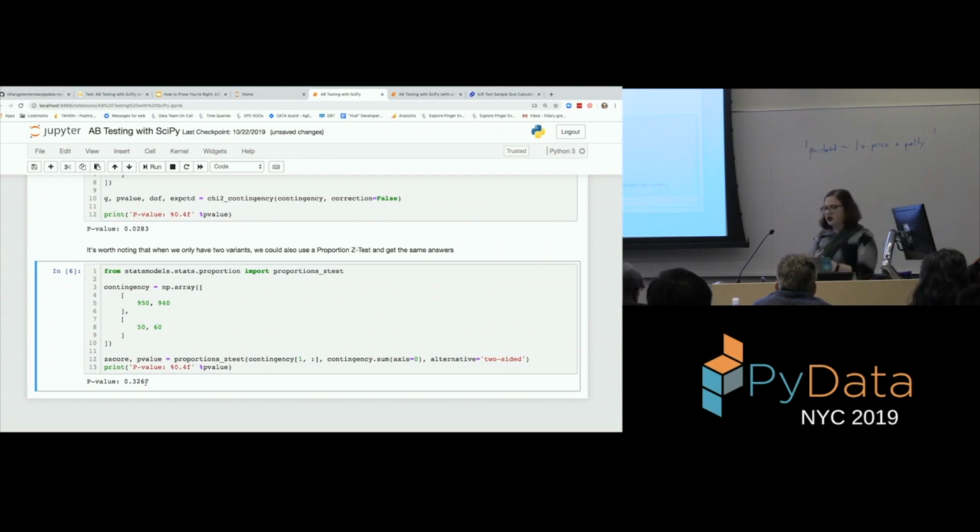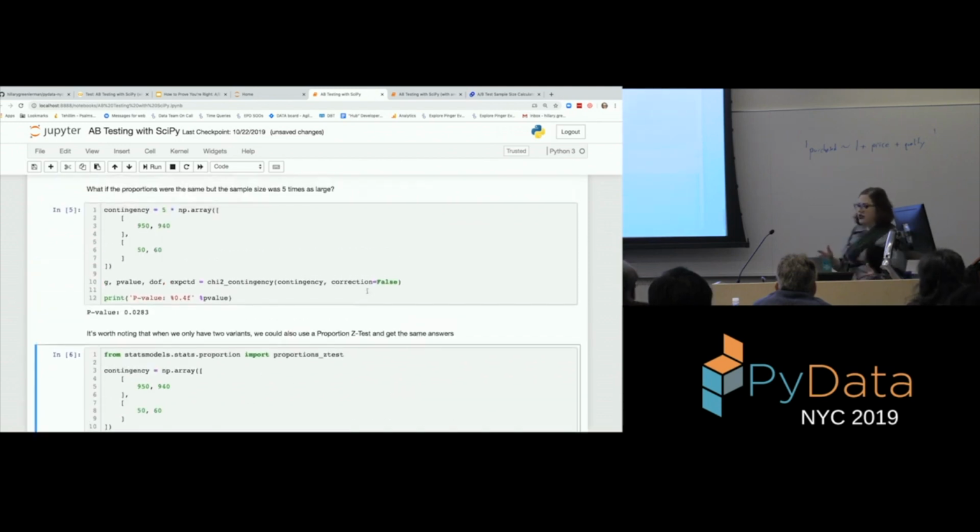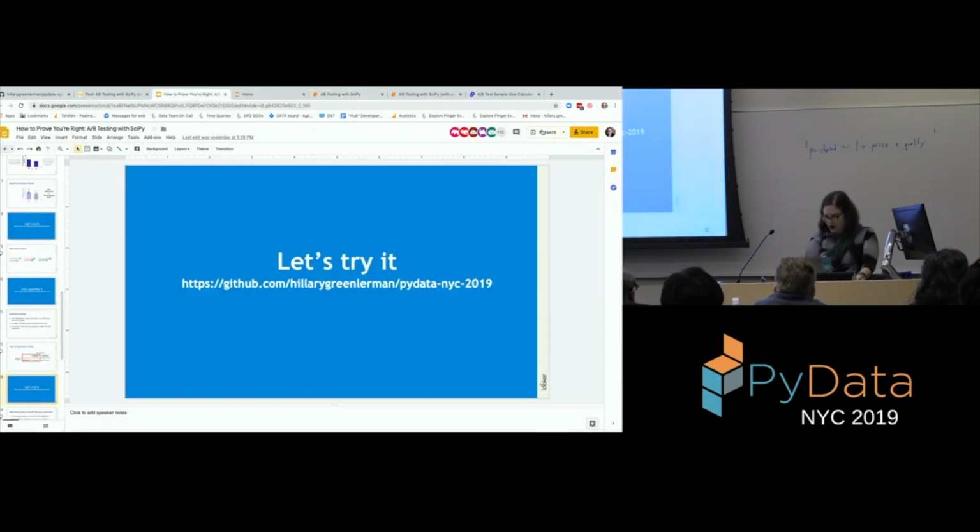I think the chi-squared is better because, one, you'll notice that it has sort of fewer arguments, it's a little bit easier. And two, the chi-squared can support multiple variants. So if you had A, B, C, D, you could still use the chi-squared, just make your array bigger. Okay, so that was pretty straightforward.